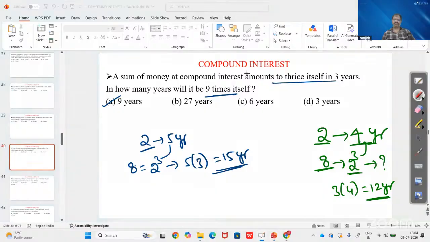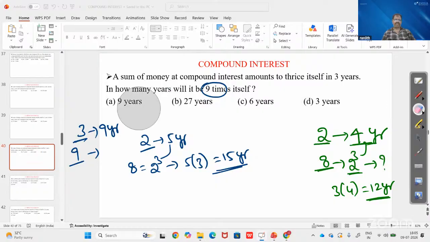A sum of money placed at compound interest amounts to thrice itself in 3 years. So thrice itself in 3 years. In how many years will it become 9 times? 9 times is nothing but, in the 3 table, 9 we are getting.